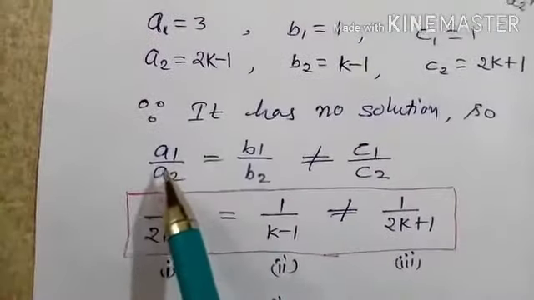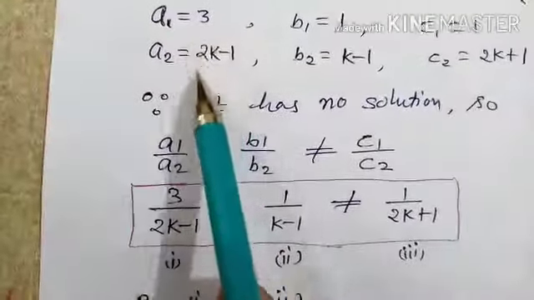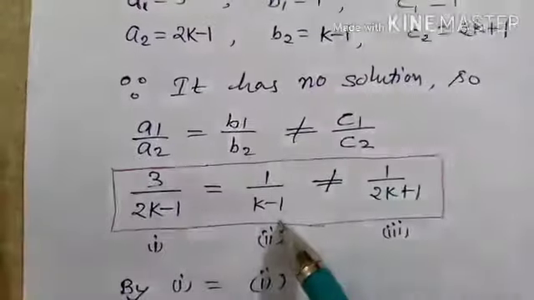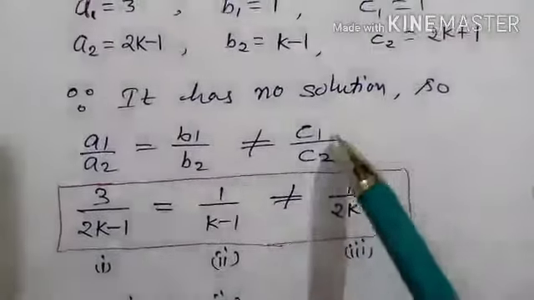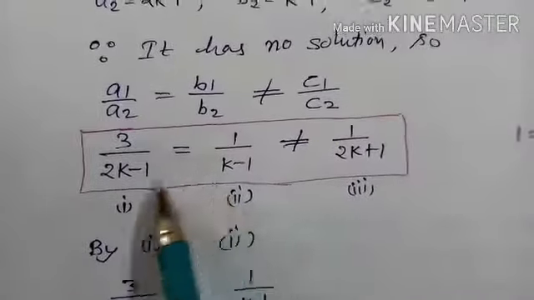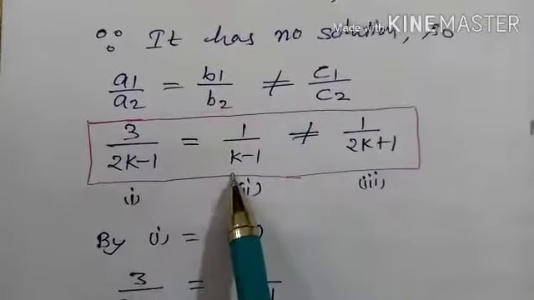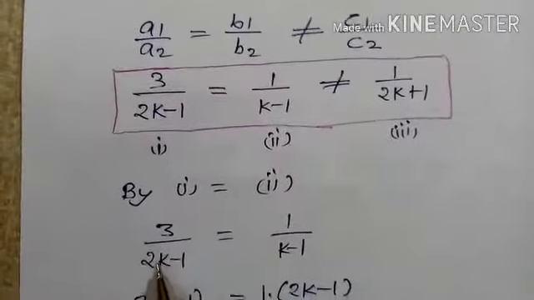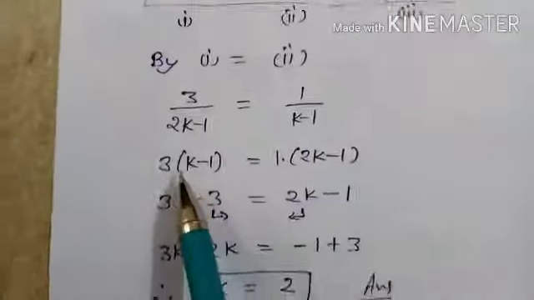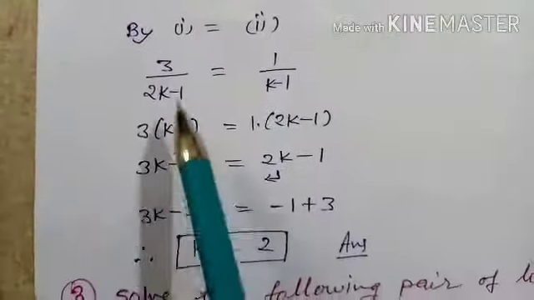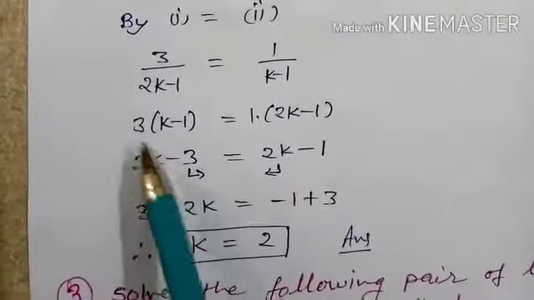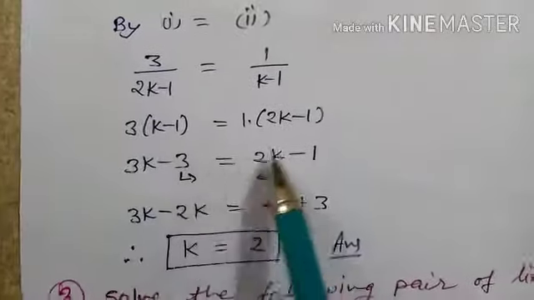So put the value. a1 upon a2 means 3 upon 2k minus 1, b1 upon b2 means 1 upon k minus 1, and which is not equal to 1 upon 2k plus 1. Since first and second both are equal, by taking first and second, 3 upon 2k minus 1 is equal to 1 upon k minus 1. By cross multiplication, 3 into k minus 1, and right side 1 into 2k minus 1. Open the bracket, so 3 into k, and this is only minus 3.